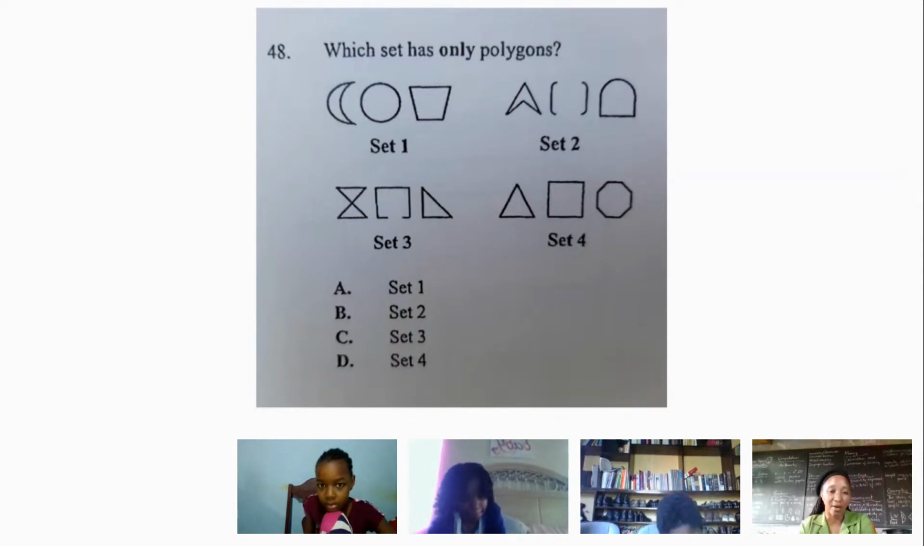So these are out. So there are 3 features that you can use to determine a polygon. It has to be flat, so it's a plane or flat figure. It has to have straight lines all the way around it. And it has to be closed. So no open spaces, no curves.